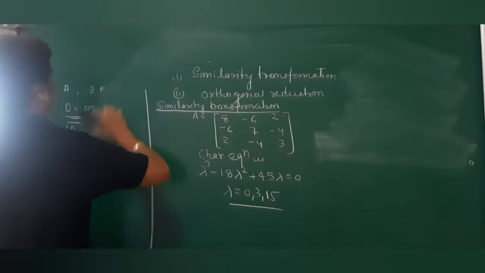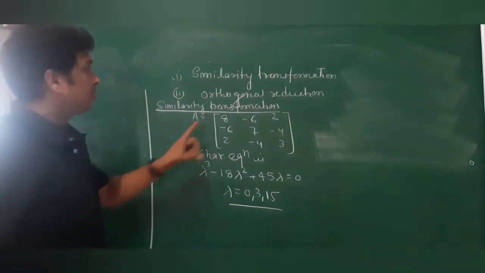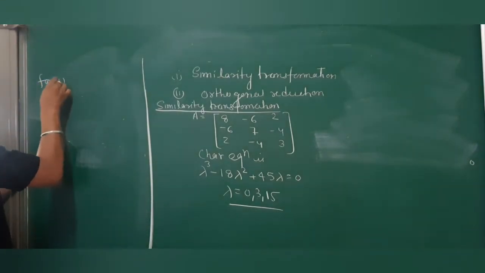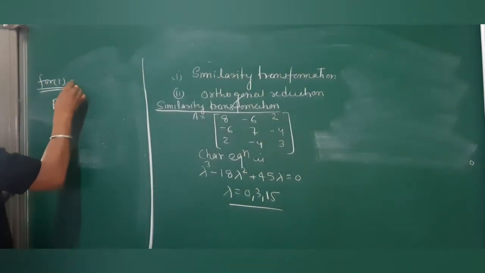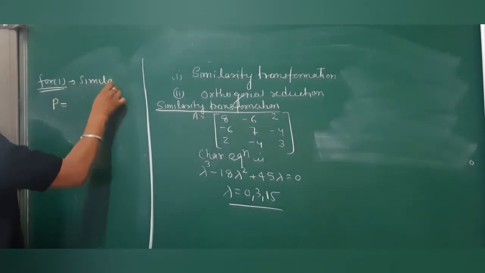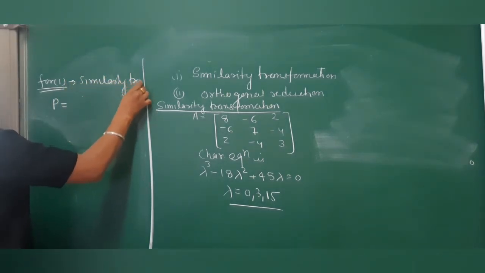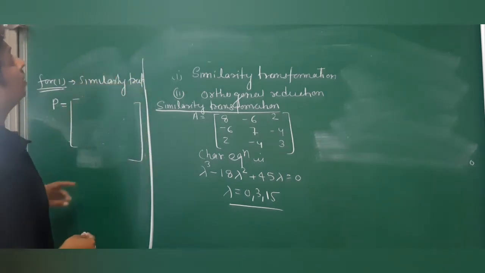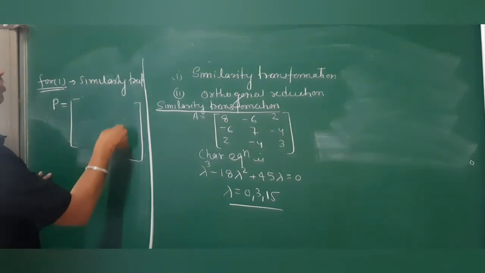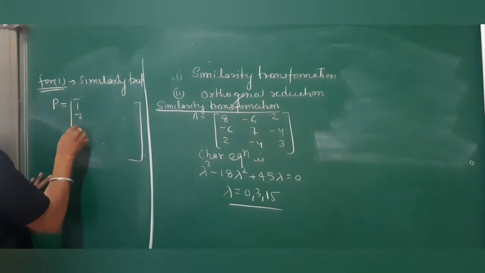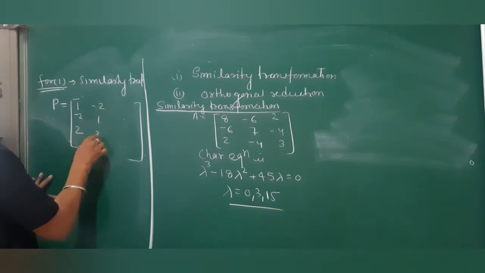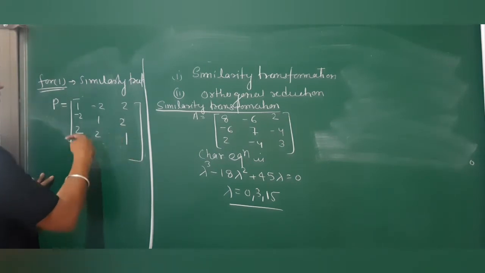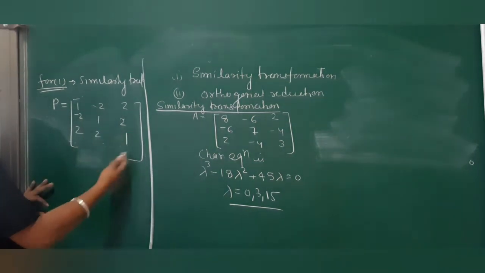So now from here, suppose if you want to go for similarity transformation, what do you do? First, write P. What is the P? P is eigenvectors written in column form. So 1, minus 2, 2, minus 2, 1, 2, then 2, 2, 1. So these are the eigenvectors we written in column form.